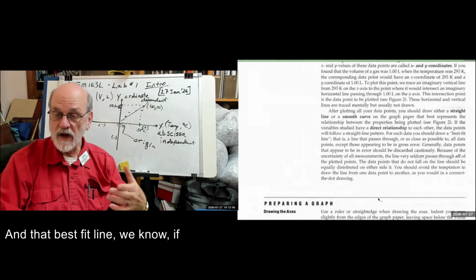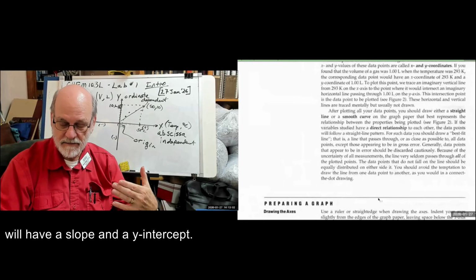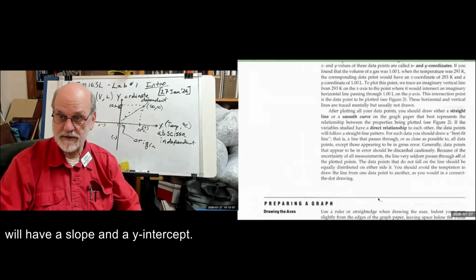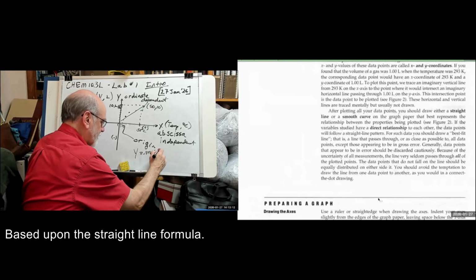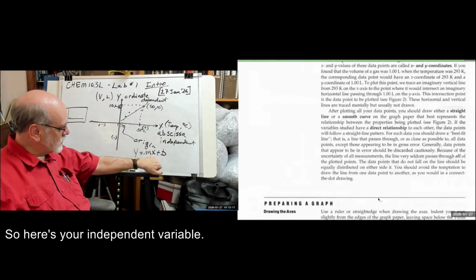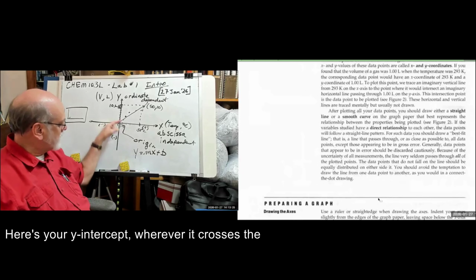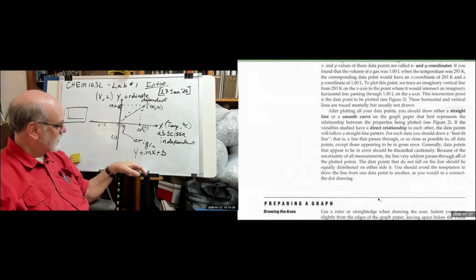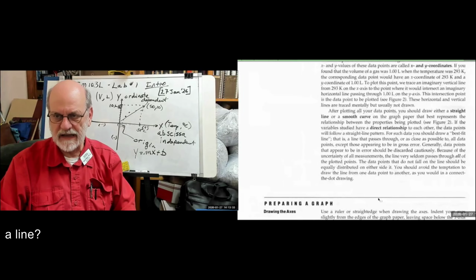And that best fit line, we know, if it's a straight line, we know that it will have a slope and a y-intercept, right? Based upon the straight line formula, right? So here's your independent variable. Here's your dependent variable. Here's your y-intercept wherever it crosses the y-axis. And there's your slope. So what do we mean by slope of a line?